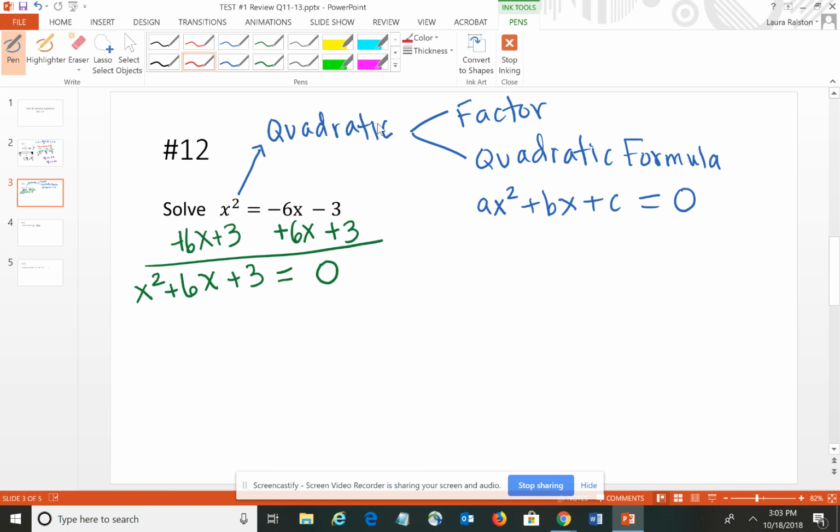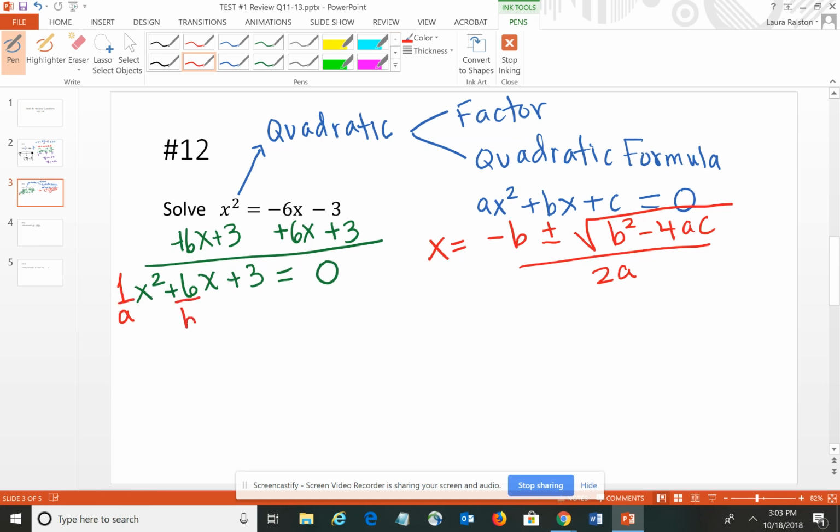So my best alternative is to use the quadratic formula, which, if you don't recall, is x equals opposite of b plus or minus the square root of b squared minus 4ac all over 2a. Remember, a is the coefficient in front of the square term, which in this case is an understood 1. b is the coefficient in front of the x, or the linear term, and c is the constant.